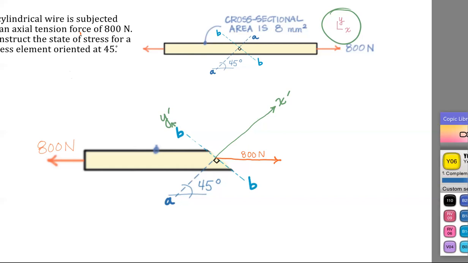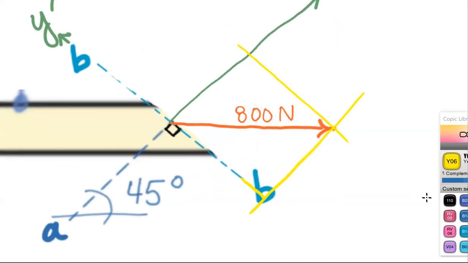Next, we do our bounding box. I need a line parallel to y prime that goes through the tip of that vector. I need a line parallel to x prime that goes through the tip of the vector. The 800 Newton is the hypotenuse, even though my sketch doesn't make the prettiest right angles I've ever seen. This is intended to be a right angle. That is intended to be a right angle. And we can break this force into its two components. There is one, there is the other.